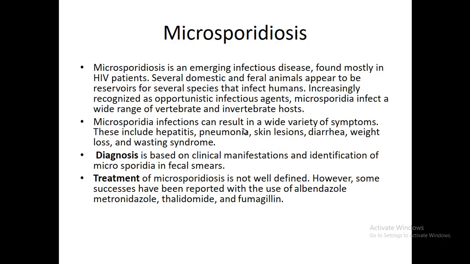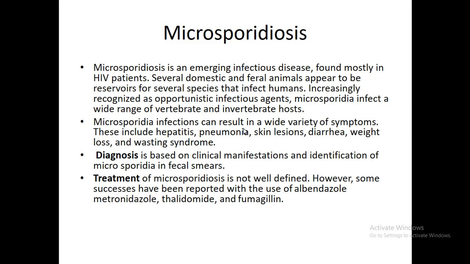Then we have another emerging opportunistic infection, which is microsporidiosis. Microsporidiosis, as you know, is an emerging infectious disease, and it is found mostly in HIV patients, that means immunocompromised patients. Several domestic and feral animals appear to be the reservoirs for these several species which infect humans, increasingly recognized as opportunistic infection agents. Microsporidia infect a wide range of vertebrate and invertebrate hosts.